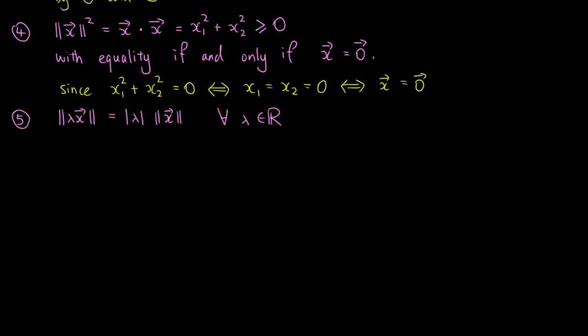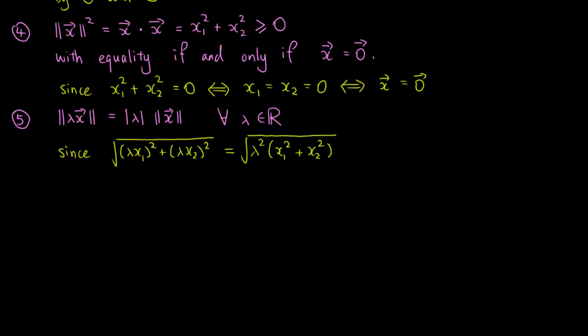The fifth property is that whenever lambda is a real number, the length of lambda times x equals the absolute value of lambda times the length of x. Indeed, the length of lambda times x equals the square root of bracket lambda times x1 squared plus bracket lambda times x2 squared. We can factor out the lambda squared and get square root of lambda squared times bracket x1 squared plus x2 squared. We know that the square root of lambda squared equals the absolute value of lambda, and what's left is the square root of x1 squared plus x2 squared, which is just the length of x.